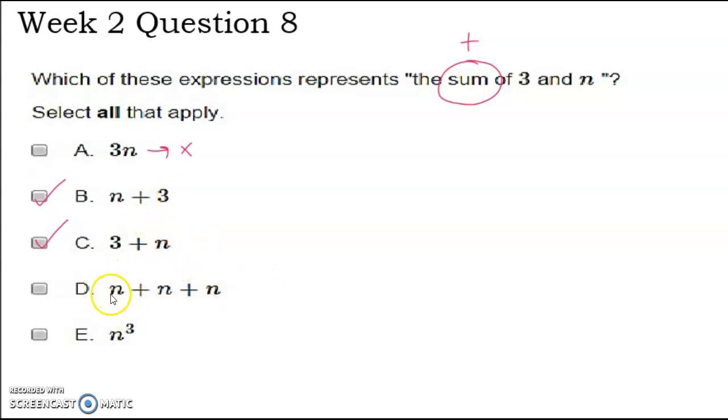Down here, this is n plus n plus n. Well, the 3 is not even involved, so not that. And then the last one is n cubed, which is multiplication as well. That is n times n times n. That's the base times itself 3 times. So it would be B and C.